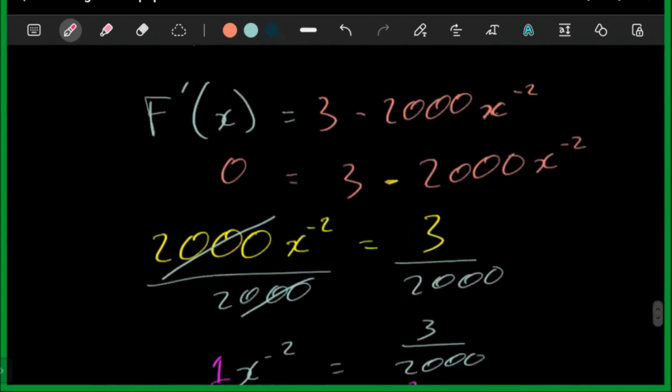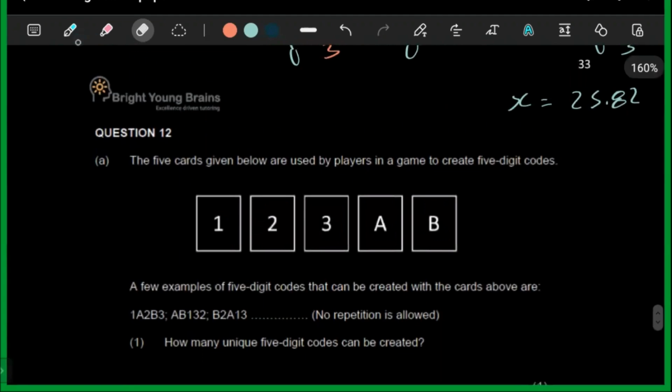So let's move on to question number 12. Question 12 says the following. It says the 5 cards given below are used by players in a game to create 5-digit codes. These 5 cards are fixed, obviously. And then they said here, a few examples of 5-digit codes that can be created with the cards above are these values here.